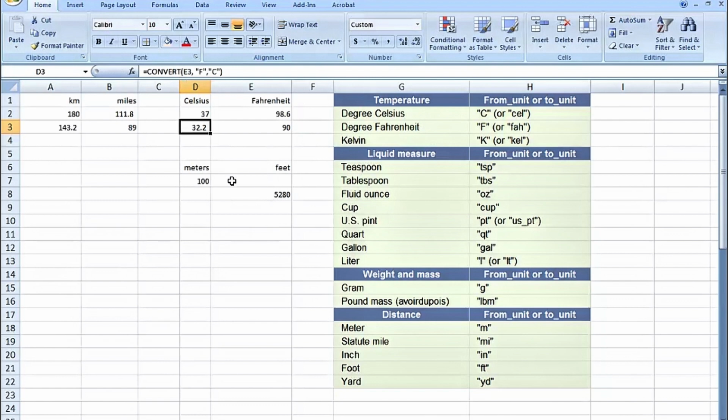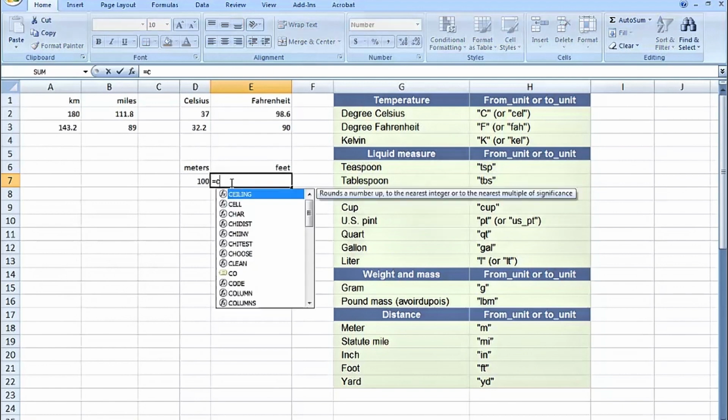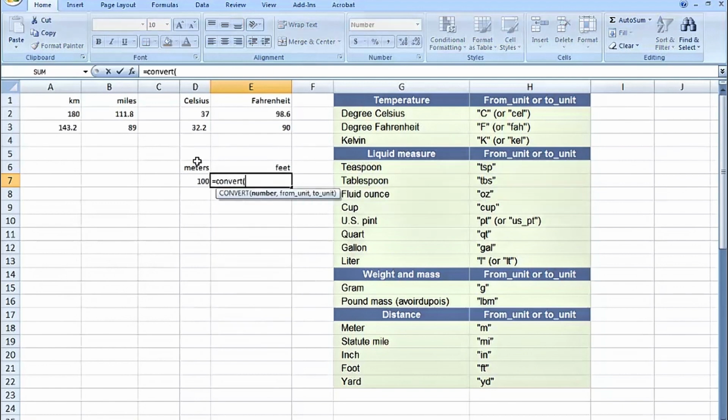And one more of these, same general idea. And here too, I've not used capitalization to accentuate the idea. 100 meters, how many feet is that? We're converting from meters, double quote, m, double quote, comma, into feet, double quote, and this time ft, ft. How many feet is that? There we go, 328 feet.